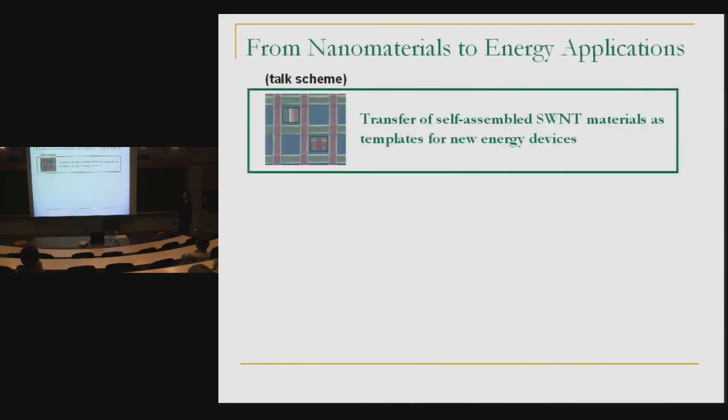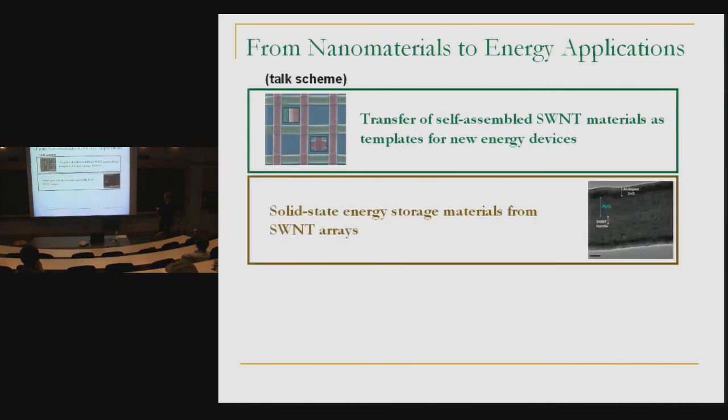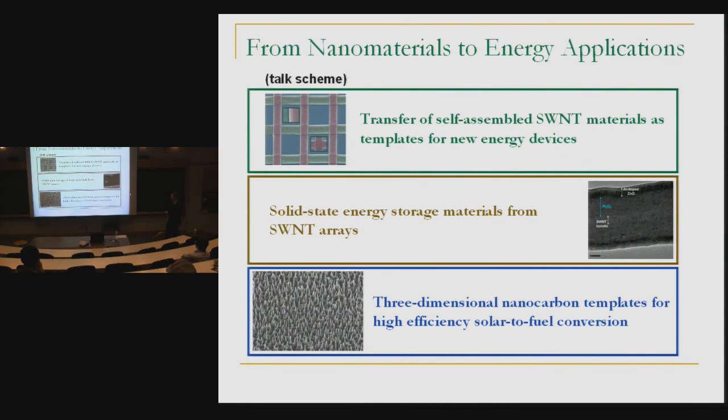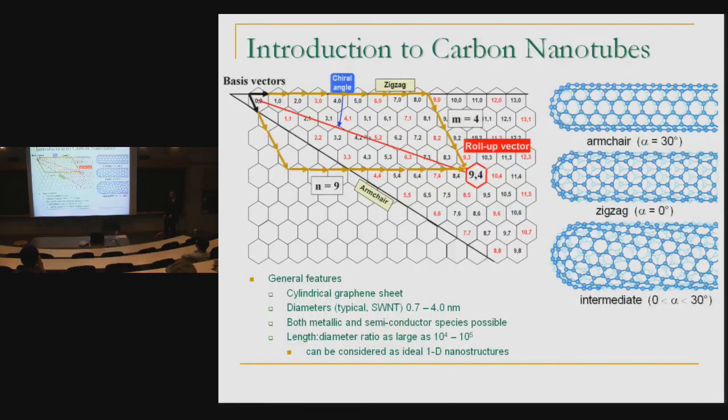After I introduce my talk, this is the sort of thing I'll be talking about. First, I'm going to be talking to you about the transfer of self-assembled single-wall carbon nanotubes as templates for new energy devices. Then I'm going to be talking about a new form of solid-state energy materials from this material architecture. And then I'm going to be talking more about nanocarbon templates as back contacts for efficient solar-to-fuel conversion devices. Before I go into this much further, I'm first going to introduce what a carbon nanotube is.